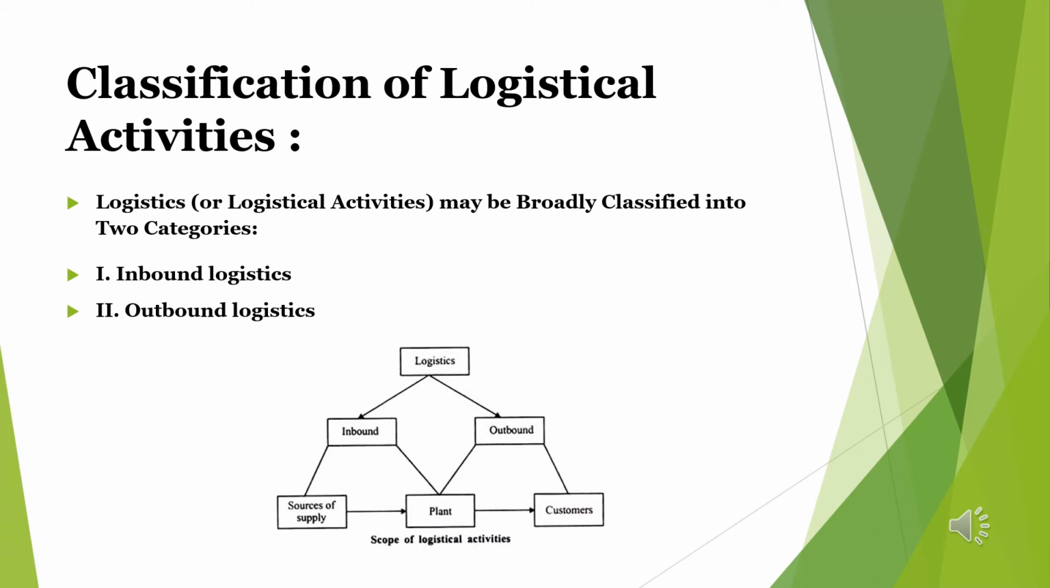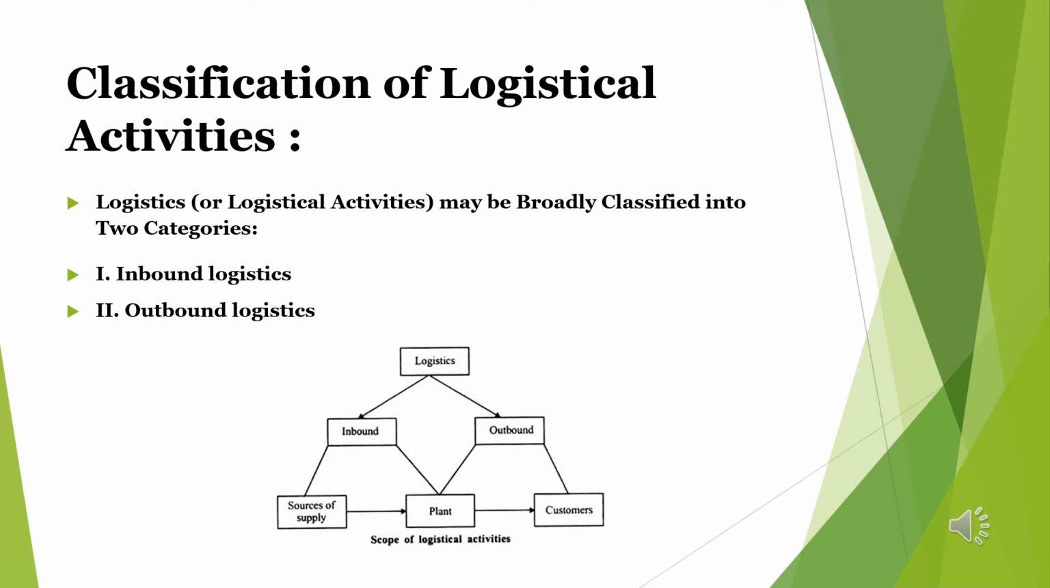Inbound logistics are those kind of logistics which are concerned with the smooth and cost effective inflow of materials and other inputs from the suppliers to the plant. In the diagram, you can see that inbound is basically divided into two parts. Those are supply and plant. So from the source of supply, the material that comes into the plant is treated as inbound logistics. For the proper maintenance of inbound logistics, the management has to maintain a continuous interface with the suppliers.